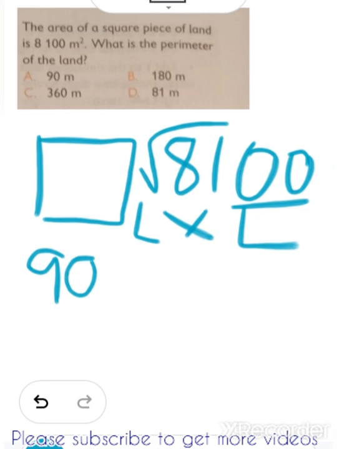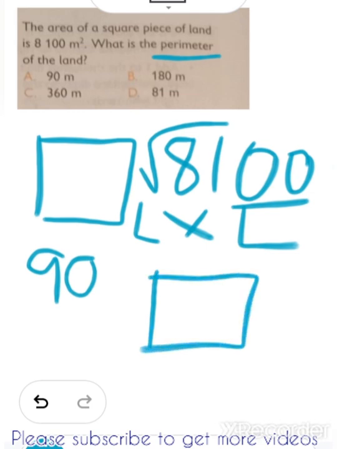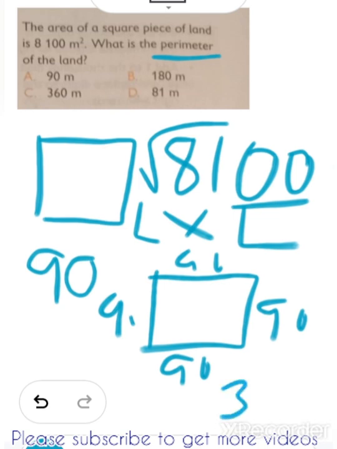Now remember, we have a keyword here. What is the perimeter of the land? Perimeter. How do you get the perimeter of a square? A square has 4 sides. Perimeter means you go around the figure. So we have 90, another 90, another 90, then another 90. We have 4 90s, so it is 90 times 4. The perimeter will be 360 meters. Not meters squared, meters. So the answer is 360 meters.